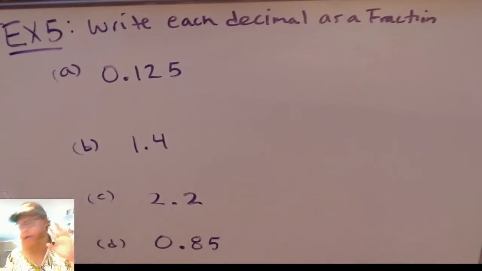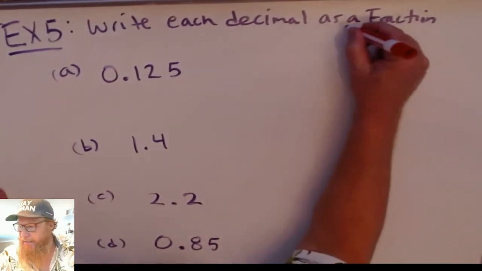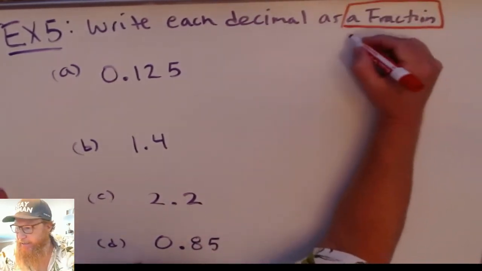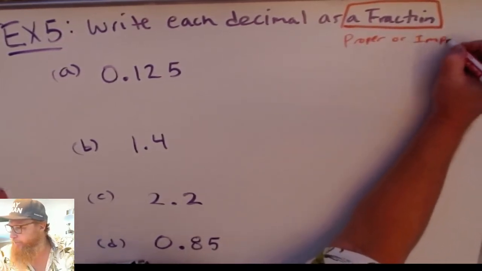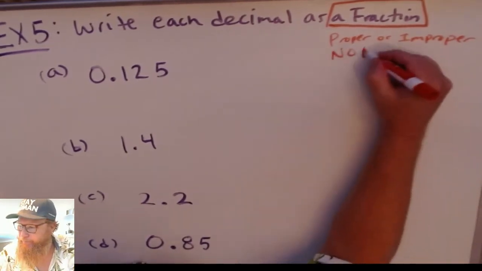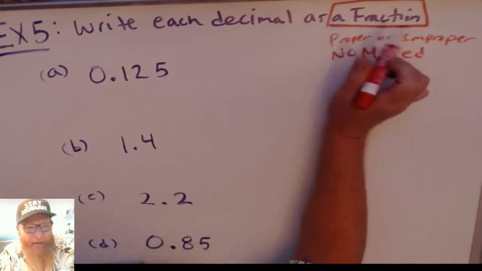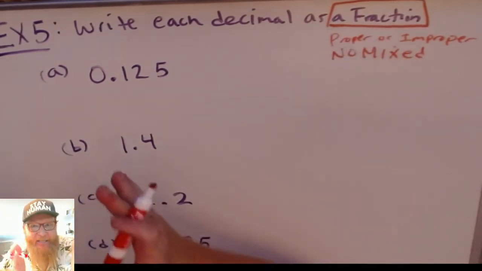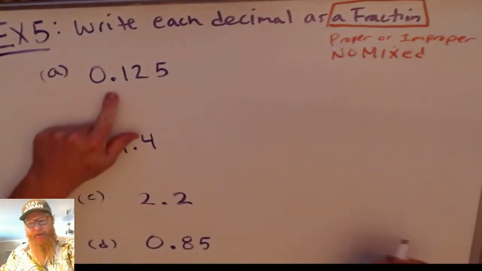All right. Now, again, I mentioned this earlier, no mixed numbers. So when I say fraction, I mean it could be proper or improper. No mixed. That's because I'm saying a fraction, so it has to be a singular fraction.